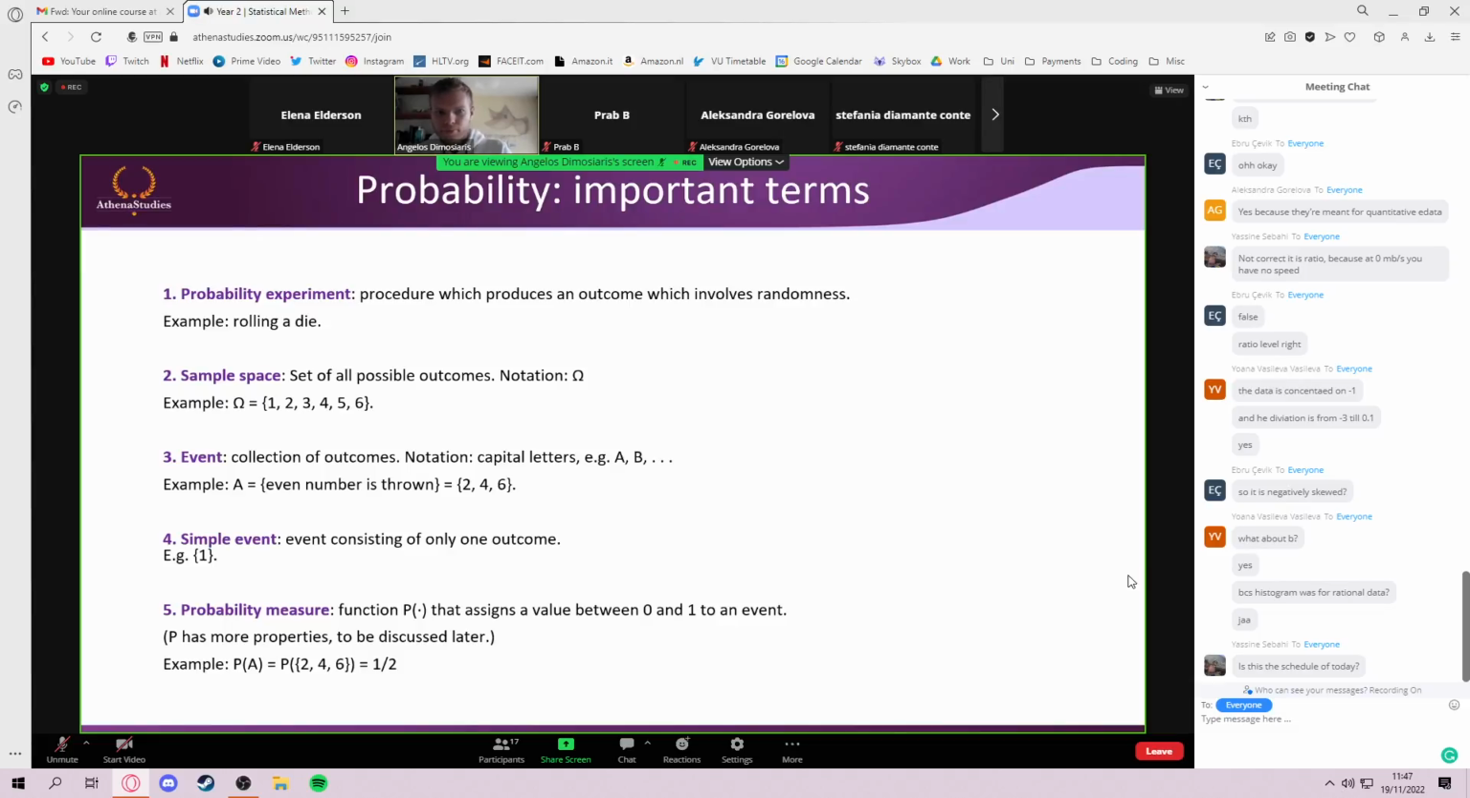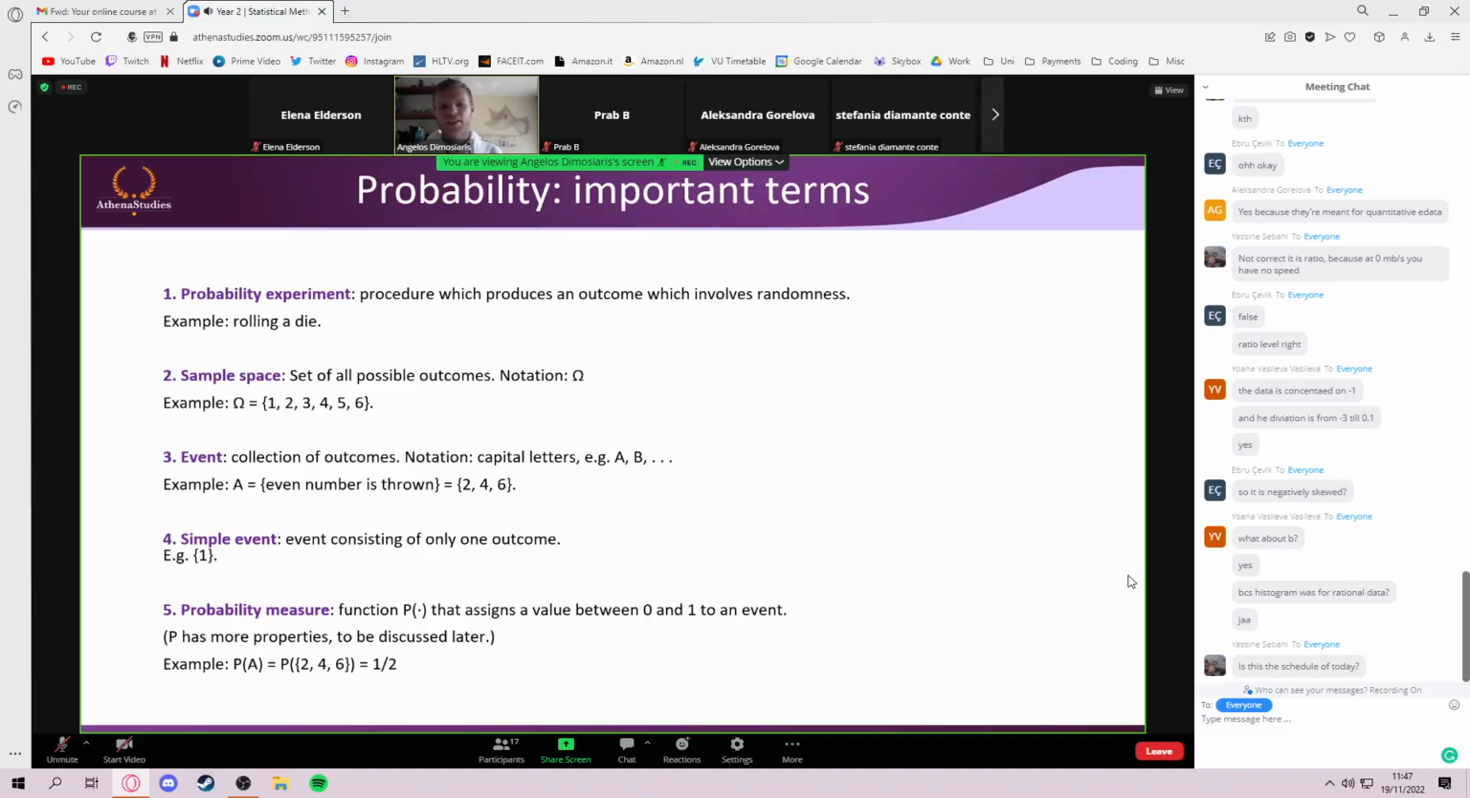First, the probability experiment. This is a procedure that produces an outcome that involves randomness. For example, when you roll a die, we're going to use this example a lot in this session. You roll a die, you see the outcome. This is the probability experiment, an experiment that includes some randomness.